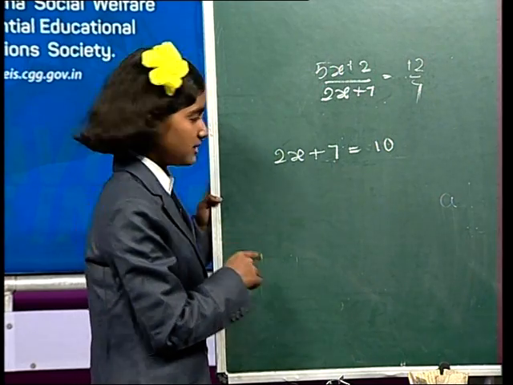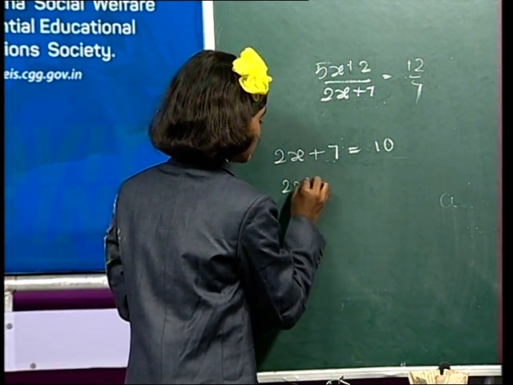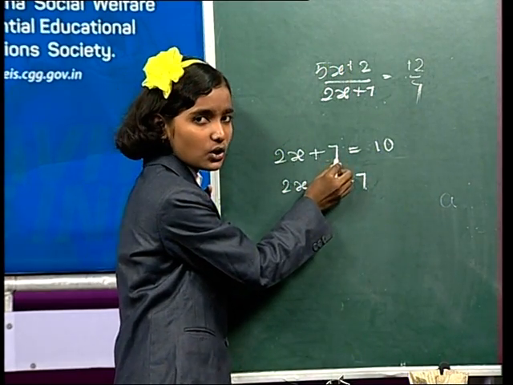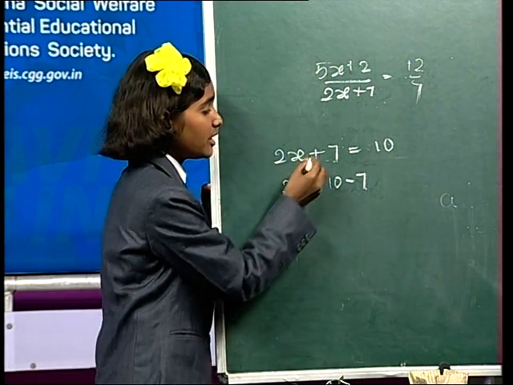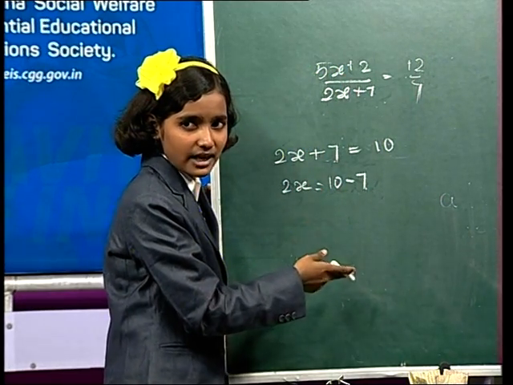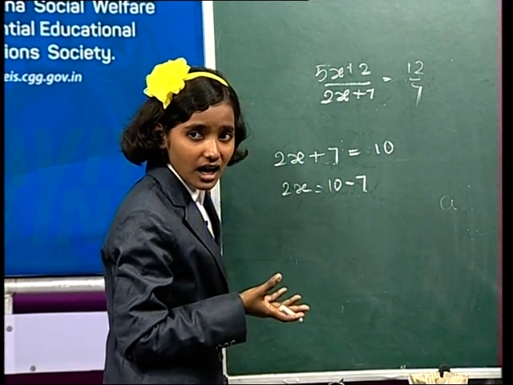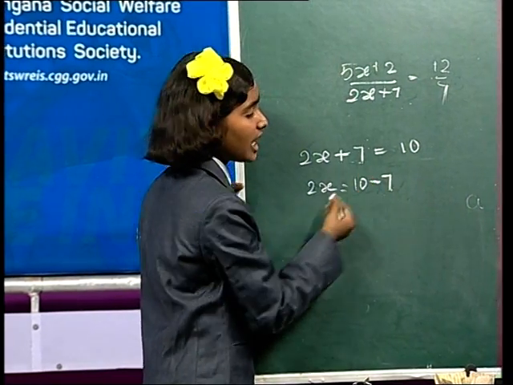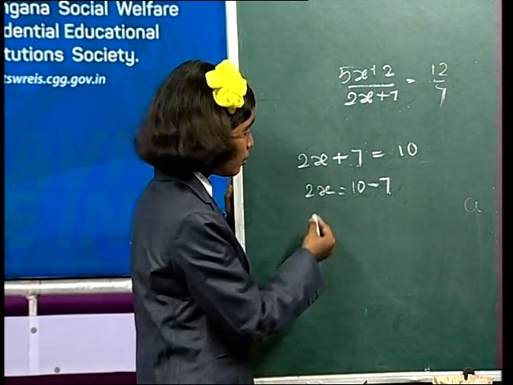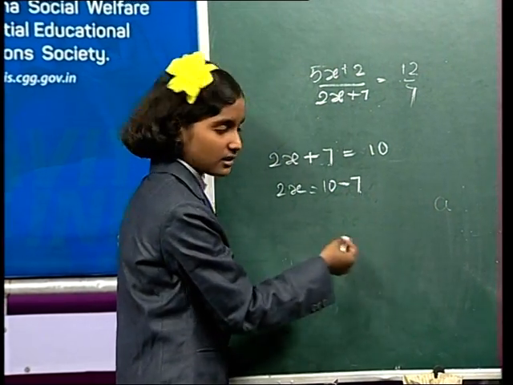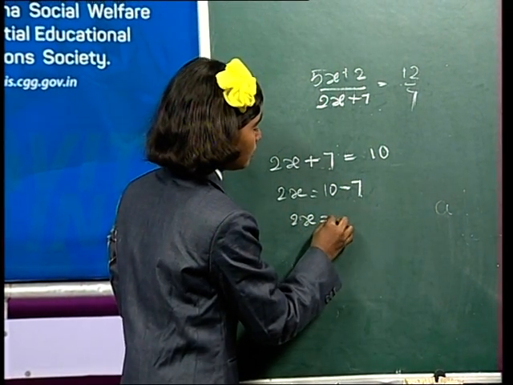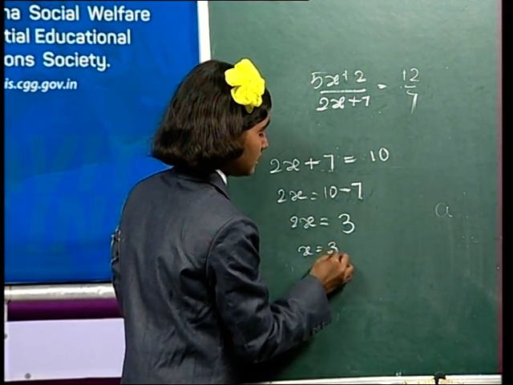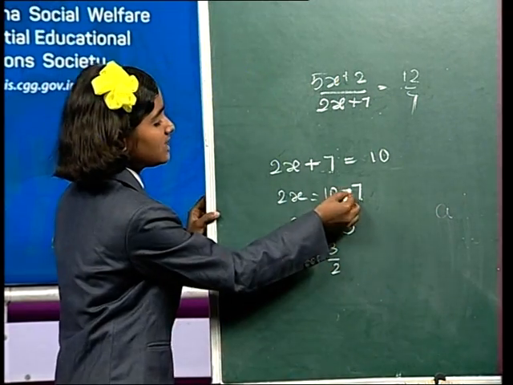Let us find, friends. Here 2x is equal to 10 minus 7. Here 7 is transposed to the RHS. Already we learnt that when a plus value is transposed to the other side or RHS, it becomes a minus quantity. So, here it is the plus quantity. When it goes to the RHS, it is the minus quantity. So, 2x is equal to 10 minus 7. How much, friends? 3. And again we get the answer 3 by 2. So, it is transposing, friends.